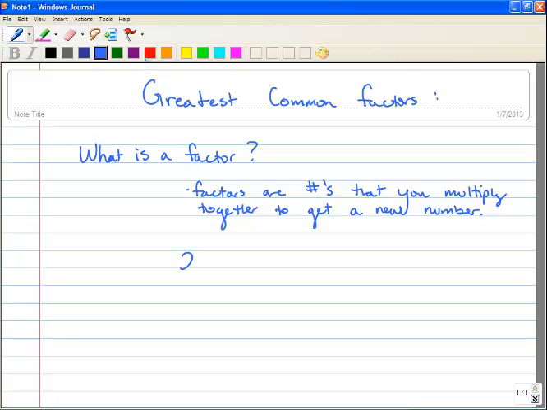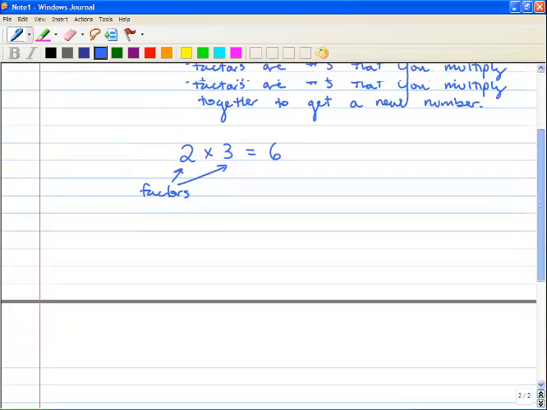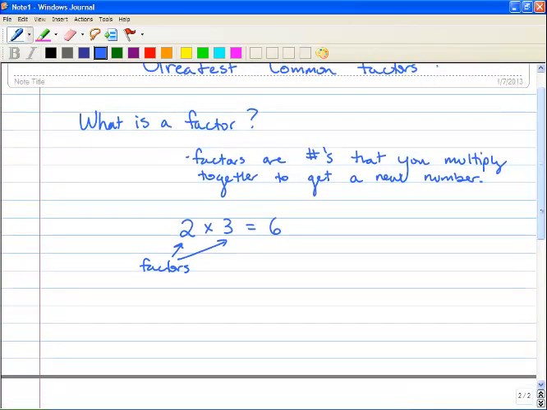So let's look at 2 times 3. These are both factors, and they multiply to 6. When you hear the word factors, I want you to think about getting things into a multiplication statement. So let's look again. We've got what is a factor. Now we're going to look at common factors.